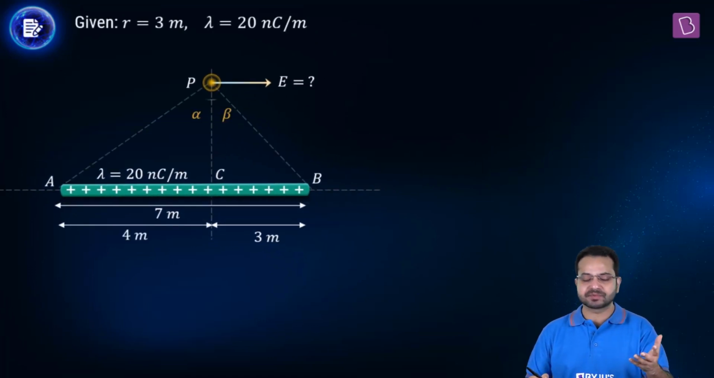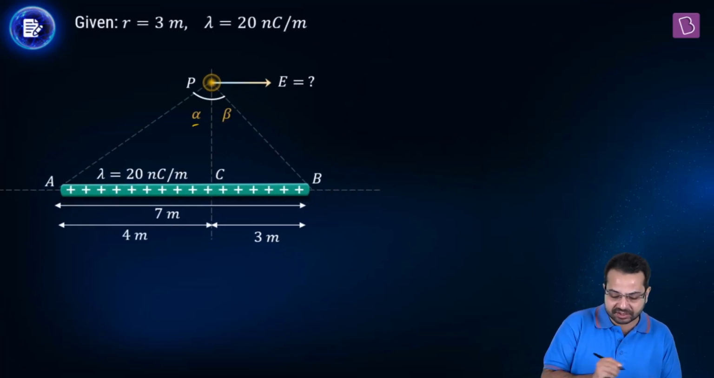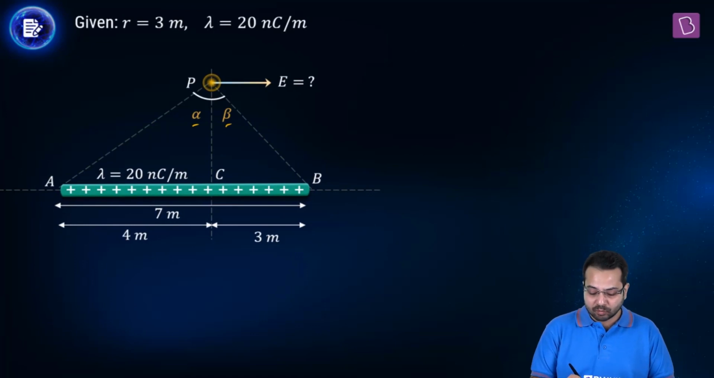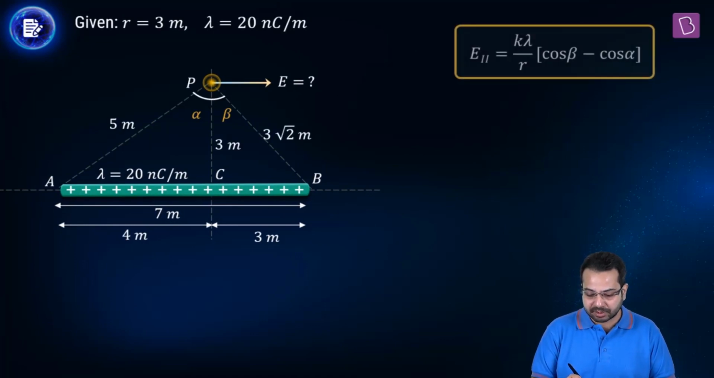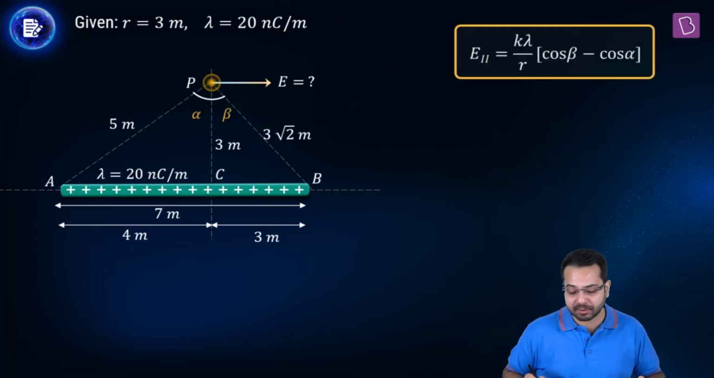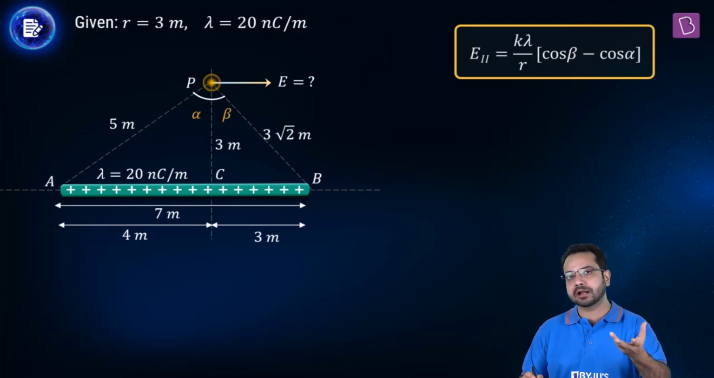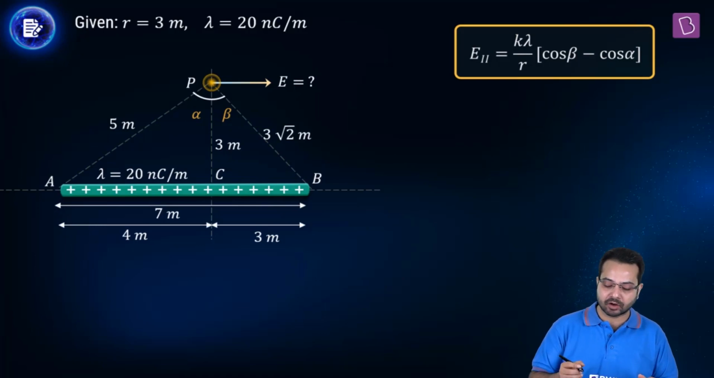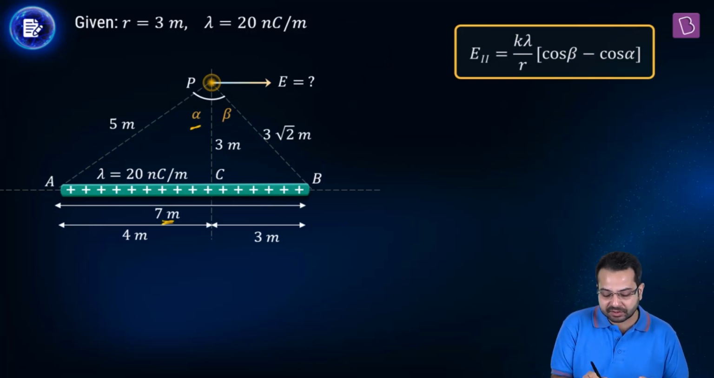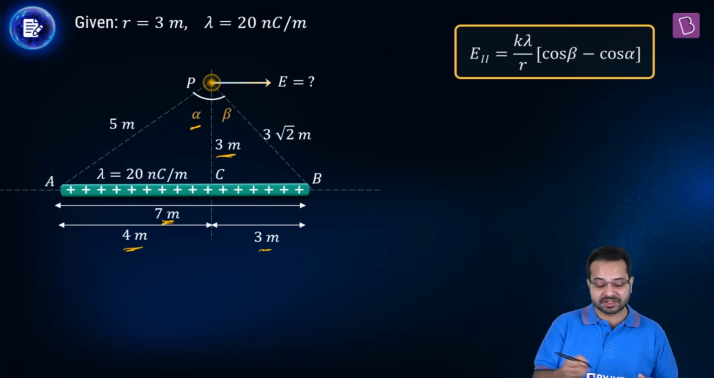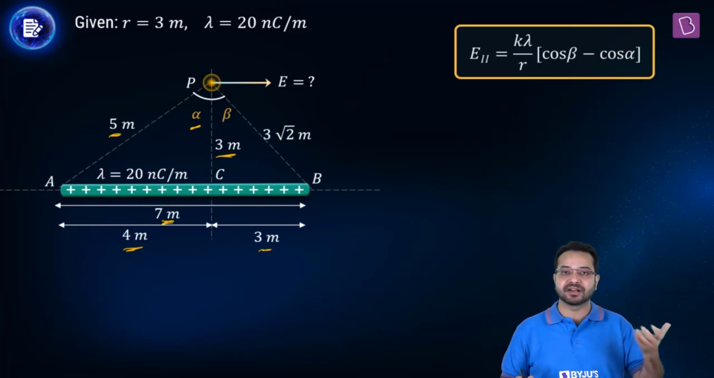Now some simple calculation here. This angle is alpha, this angle is beta. What is my formula? My formula for E parallel is k lambda by r (cos beta minus cos alpha). So obviously I have to calculate cos beta and cos alpha. Not difficult at all. So this angle is alpha. Now this entire length is 7 meter. This length is 3 meter. So this length becomes 4 meter. This length is 3 meter. So using Pythagoras theorem, it's very easy to say this length will become 5 meter.